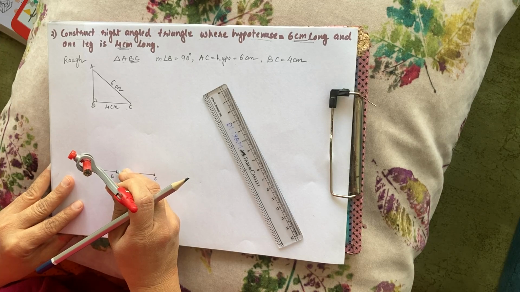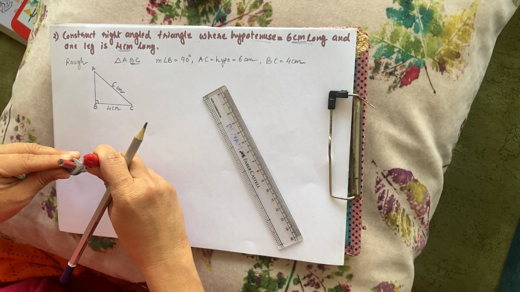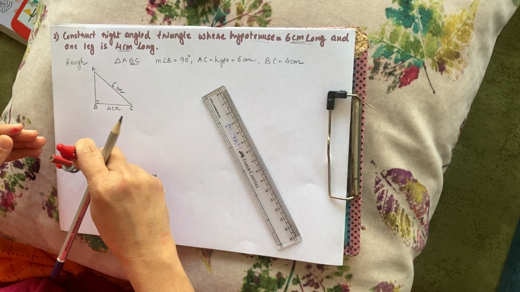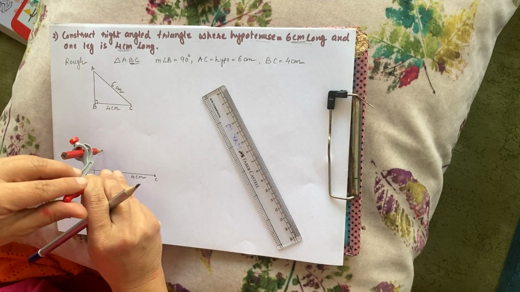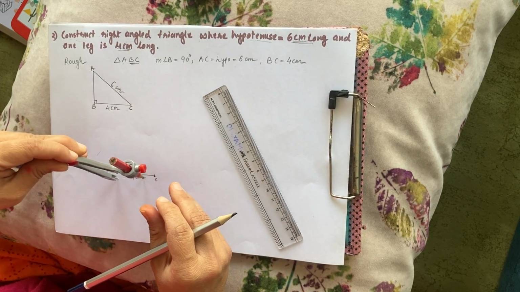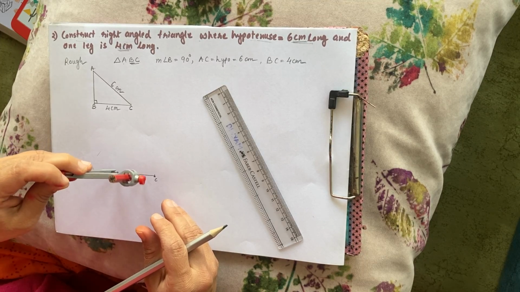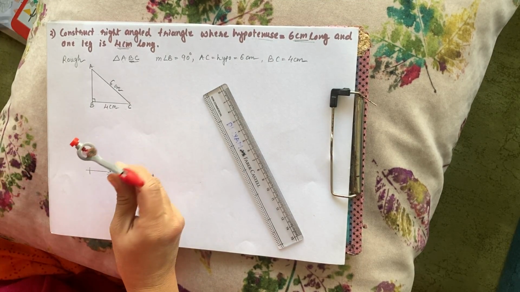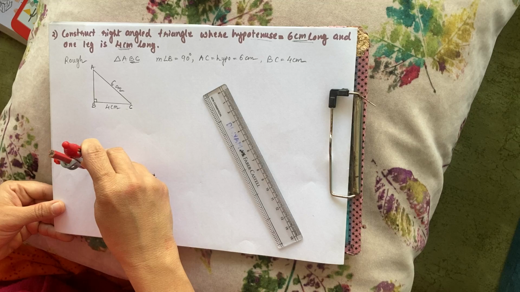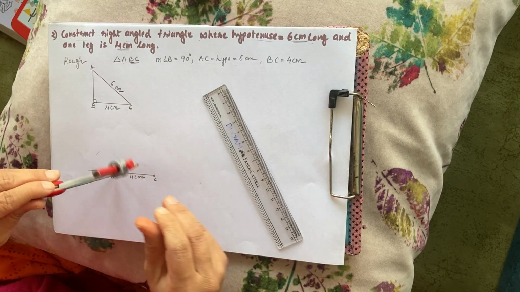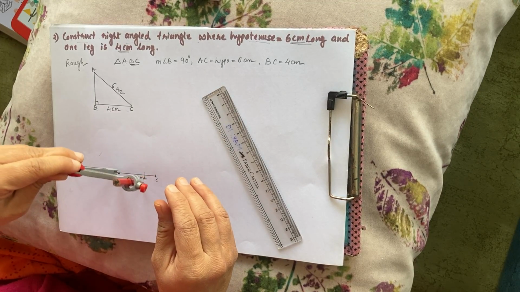Now, I will construct a 90 degree angle on point B. So, how will I construct the 90 degree angle? First, I will draw 2 arcs on both sides of the line segment. Sorry, you have to be very careful, children, rather than making any problem. A little bit of attention is needed in construction, for accuracy and for the points.